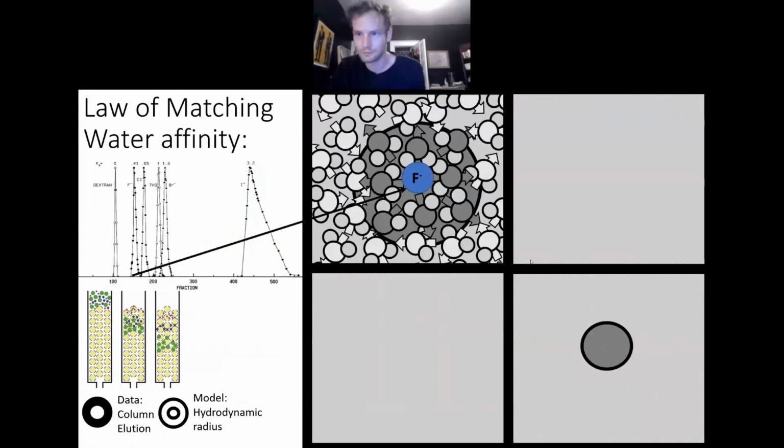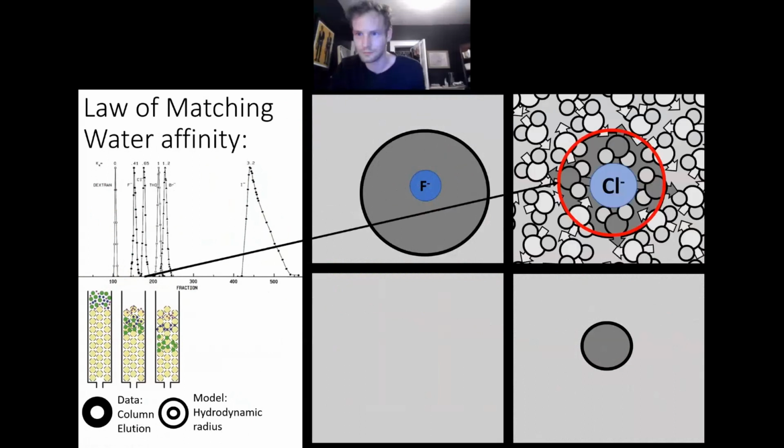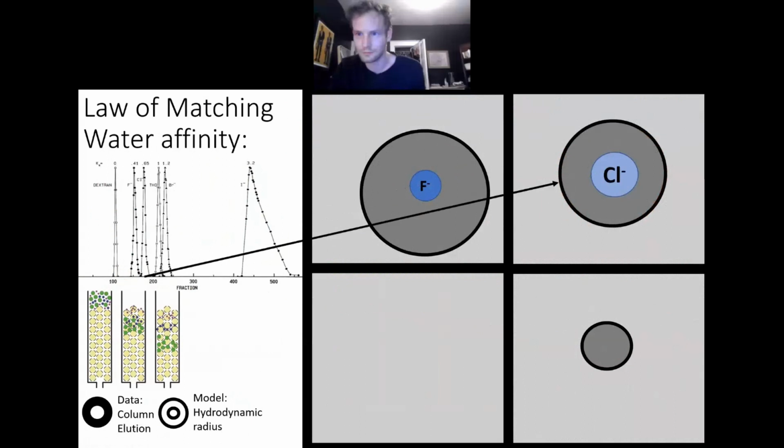And they find that fluorine moves quite quickly through the column. So between dextran and water, there's fluorine. Fluorine is really, really electronegative, really, really densely charged, so the water is paying a lot of attention to it, and it forms a couple of hydration shells around it. So oddly, one of the smallest anions actually has the largest hydrodynamic radius and flows the quickest through the column. Chlorine only has one shell, and so it appears as a smaller ion going through the column.